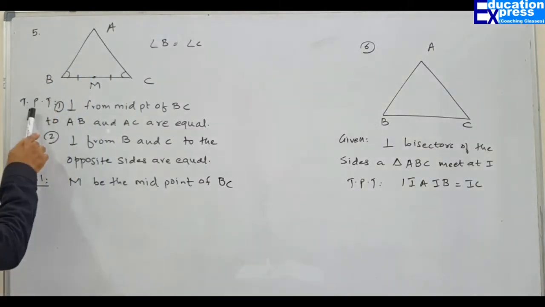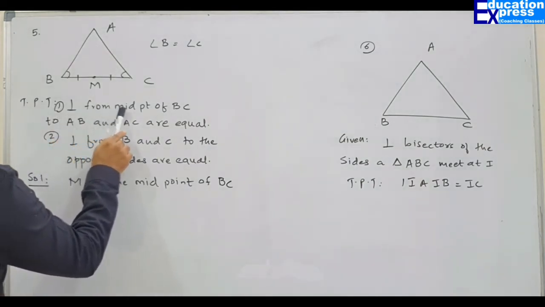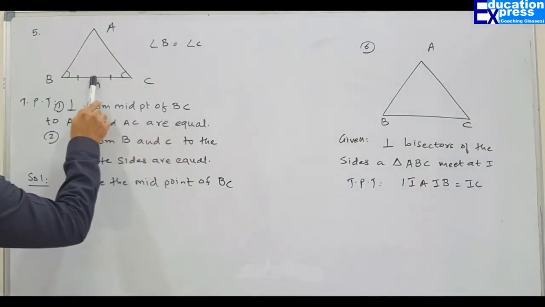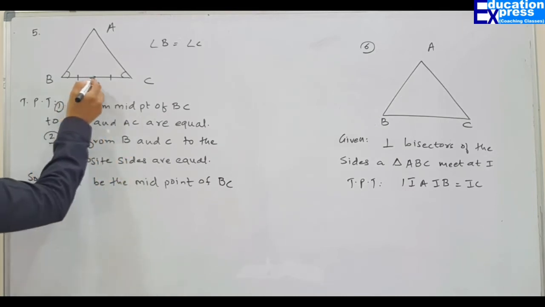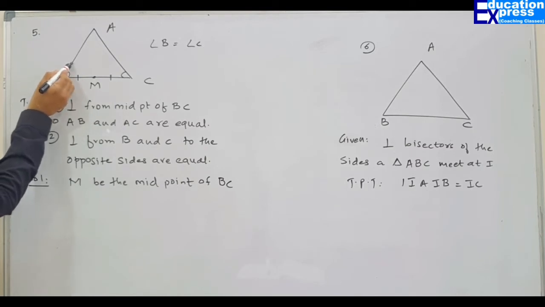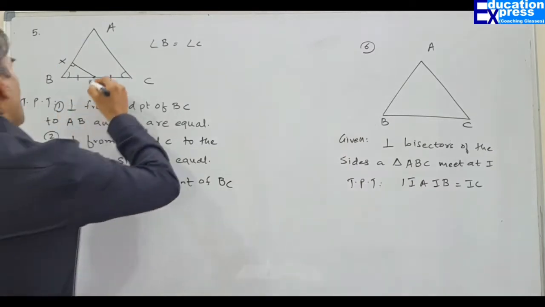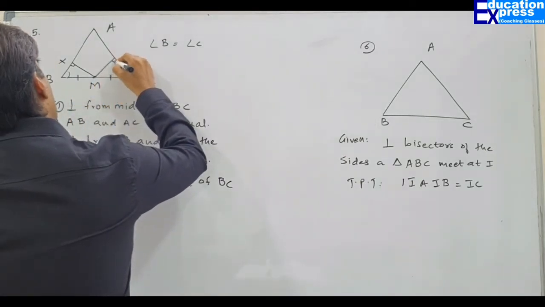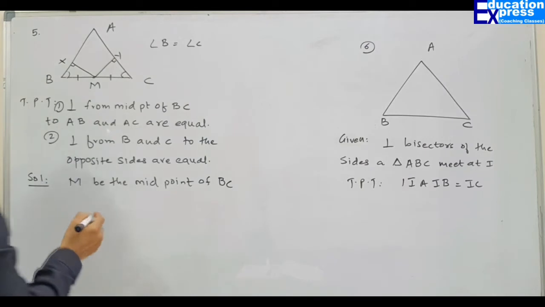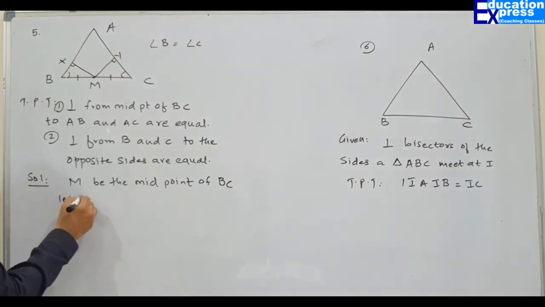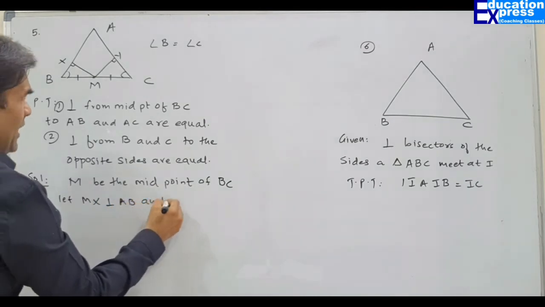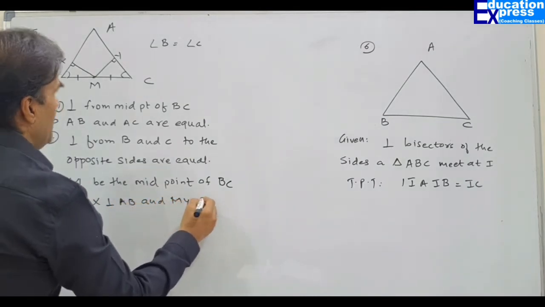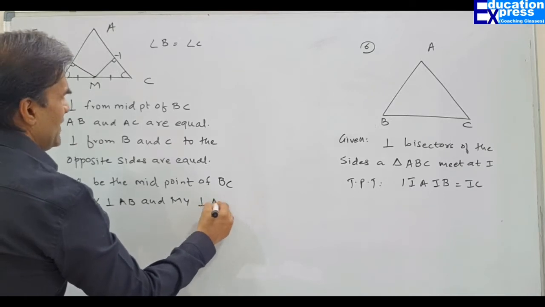What do you have to prove? Prove that the perpendicular from the midpoint of BC to AB and AC. So from this point, draw a perpendicular to AB, let it be X. Even this is a perpendicular, let it be Y. So let MX be perpendicular to AB and MY be perpendicular to AC.